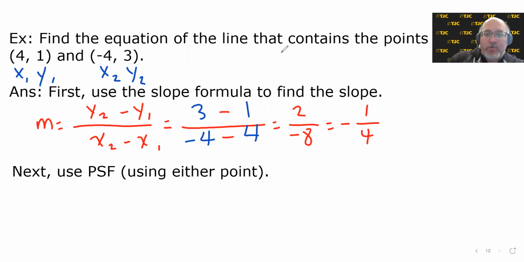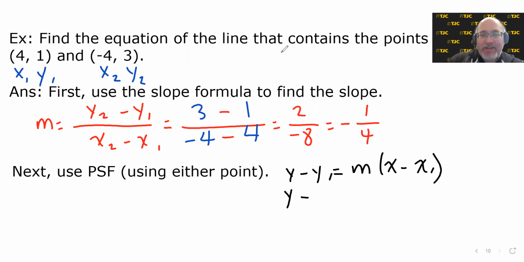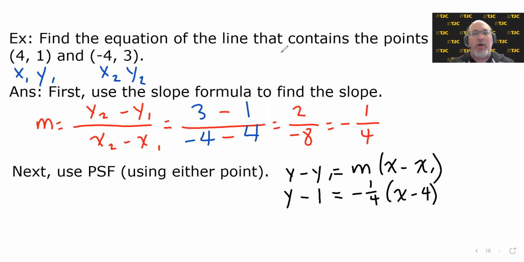Our point slope form is y minus y1 equals m times x minus x1. Using the point labeled x1, y1, we get y minus 1 equals -1/4 times x minus 4. Now, at this point, we technically have the equation of the line. And if a homework problem does not say convert it to slope-intercept form, you are justified in stopping here. It asks for an equation. You want an equation, you got an equation. Y minus 1 equals -1/4 times x minus 4.